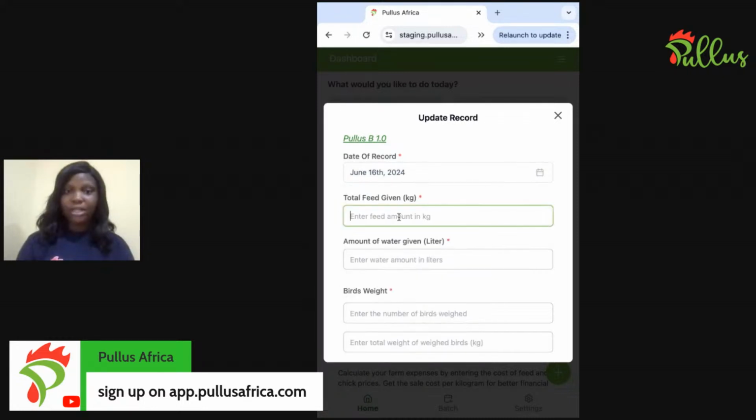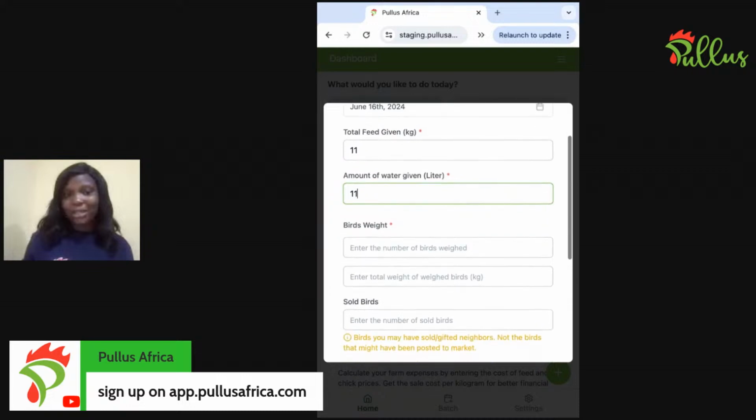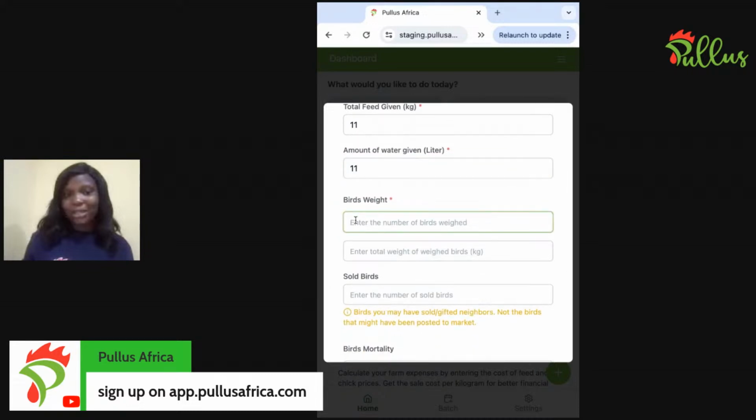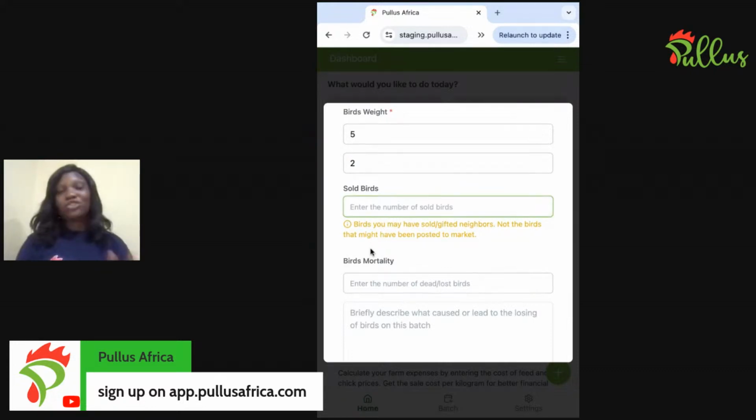That's here, right? I would say amount of feed given, let's say 11 kg, because the birds would have, their stomach would have expanded a bit more. Dr. Isa will correct me on that. Amount of water given 11 liters, birds weighed 5. The last time I think we did 10 kg, so we'll just put like we did one, so we'll just put maybe 2 kg here. And then sold birds, not yet ready for us to start selling and eating, so we'll leave that.